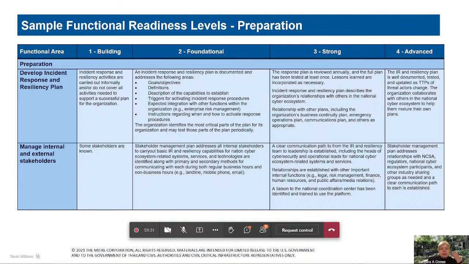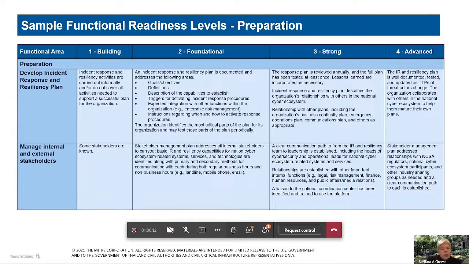Again, here's just a sample of how you can look at those functional readiness levels. On the left-hand side, we have, for example, the category of preparation that I mentioned. Some of the things you would do under preparation include developing an incident response and resiliency plan. We've, of course, talked about how to do that in a prior session. And then we have descriptions of activities that would take you from just the lowest level, building, up to advanced. So as an organization, you can look at what you need to do to move up those levels of functional readiness.